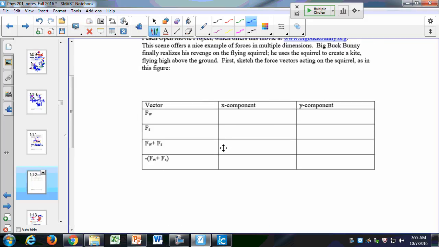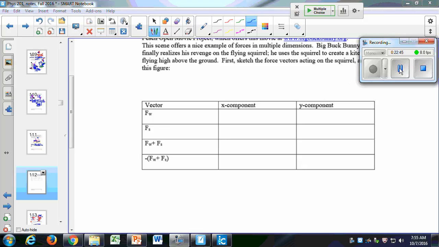Let's see. Let's try this. This is not an inclined plane problem, but it is a force vector, a 2D force.